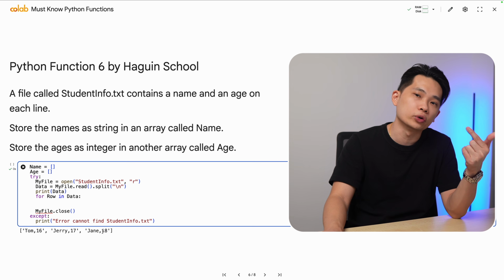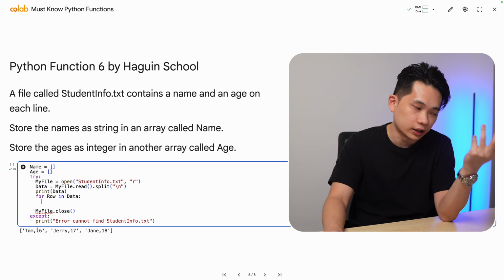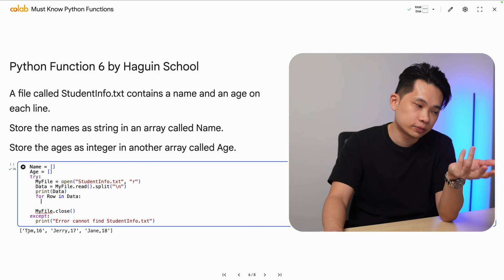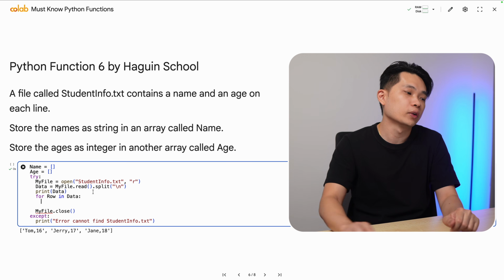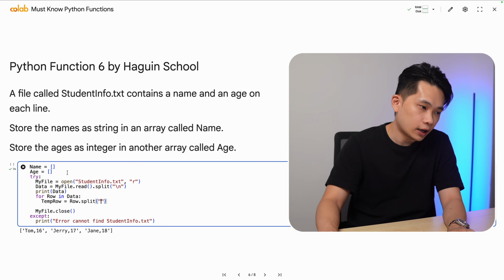But how do I do that? Meaning that right now, for every single row here, or every single element here, I have to further split them based on this comma here. So I can just do the same thing again here. I can just put temp row is equal to row dot split. And then how do I split this? Is based on this comma here.